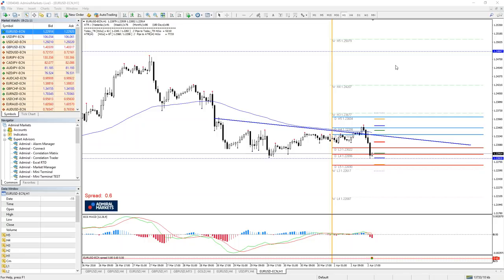I think if 2260 is not broken to the downside, of course, we need to watch the 4 hour time frame. The levels are the same, 2260 is the level. If the 4 hour candle does not close below 2260, then I think euro dollar should go up. But if we see a daily or 4 hour candle close below weekly L3, then euro dollar is definitely going down.